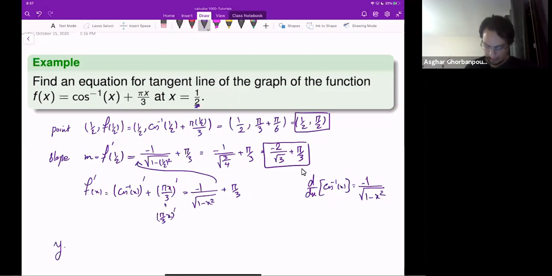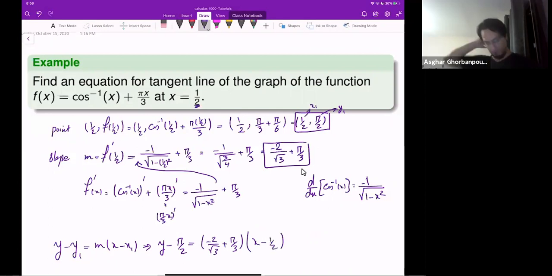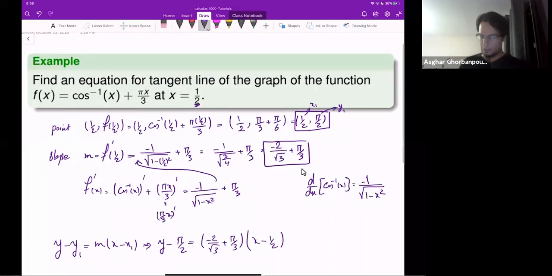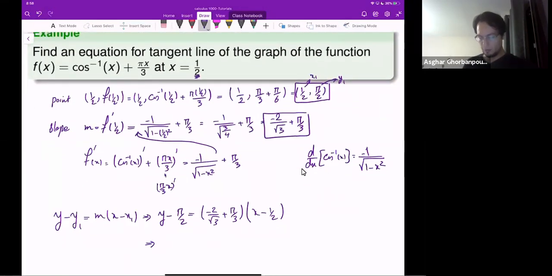The equation for the line would be y minus y1 equals m times x minus x1. And that is y minus y1, which is pi over 2, equals m, this whole constant, negative 2 over root 3 plus pi over 3, times x minus x1. And that is how you get the equation. Well, you can simplify this equation, but I won't do that, but that is basically what we have.